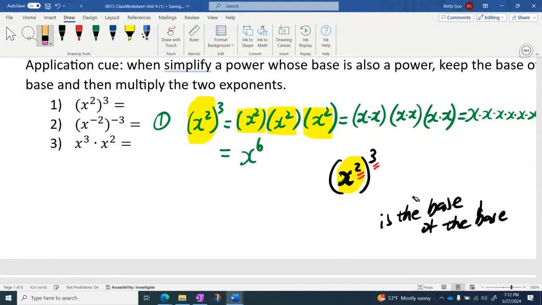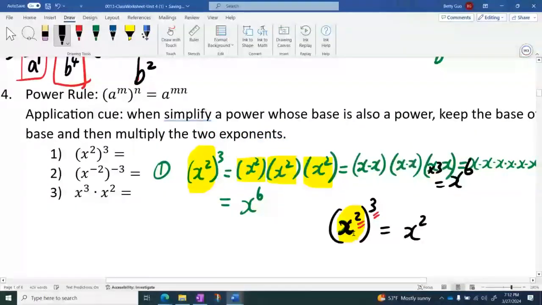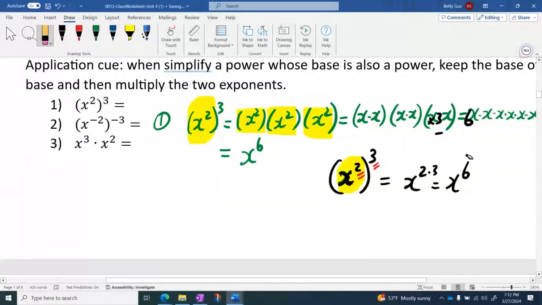If we have an expression with that kind of kangaroo structure, what we can do is this: we keep the base of the base, and we multiply the 2 exponents, and we get the same result as earlier when we used the definition.